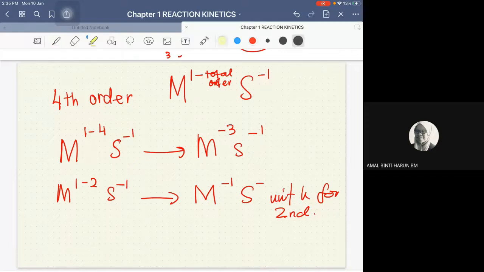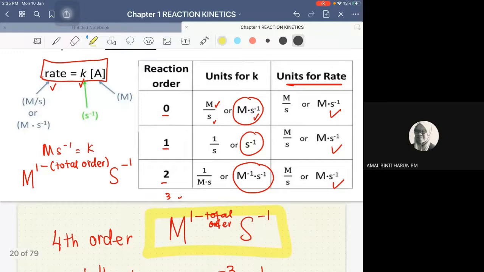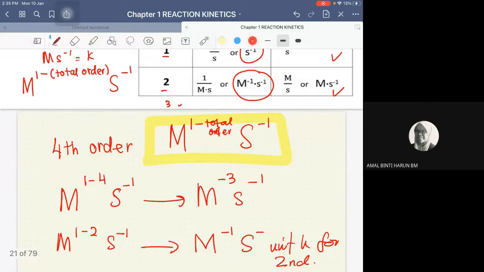Okay. So this is the formula. 1 minus total order and then per second. Bagilah kalau tak percaya nak order apa. Kenapa order first order ni dapat per second? Okay, mari kita kira. Kira lah, mari kita buktikan.